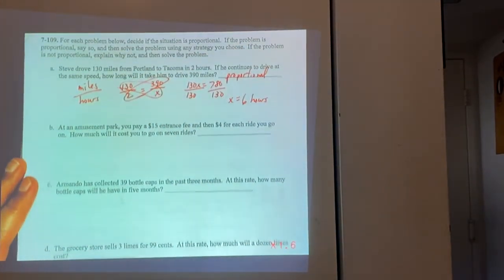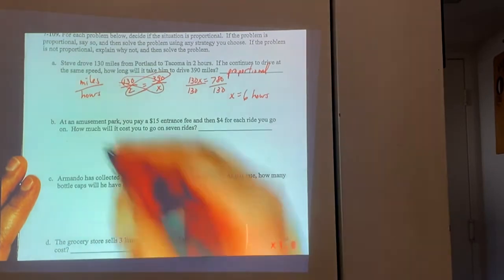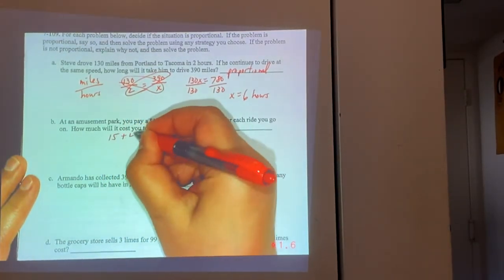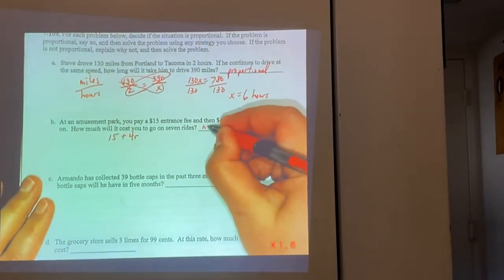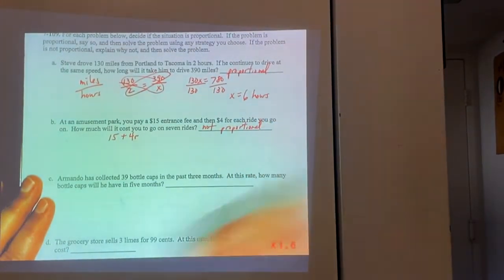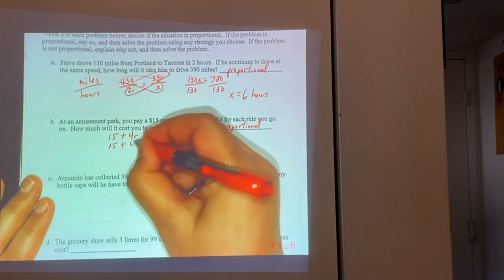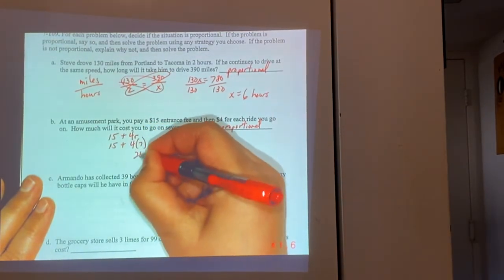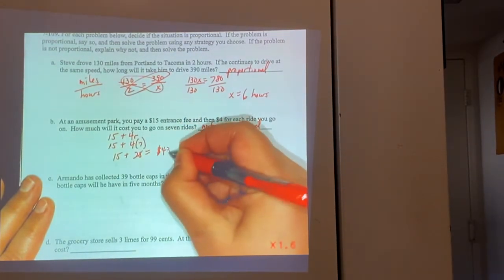Okay, at an amusement park, you pay $15 entrance fee and then $4 for each ride. Okay, so you're going to pay $15 plus $4 a ride. I'm going to use R for my variable for each ride you go on. How much will it cost you to go on 7 rides? Well, do I even have a proportion set up there? This is not proportional. And how many rides are we going on? 7. So $15 to get in plus $4 times 7. 4 times 7 is 28 plus 15. You're going to spend a whopping $43.